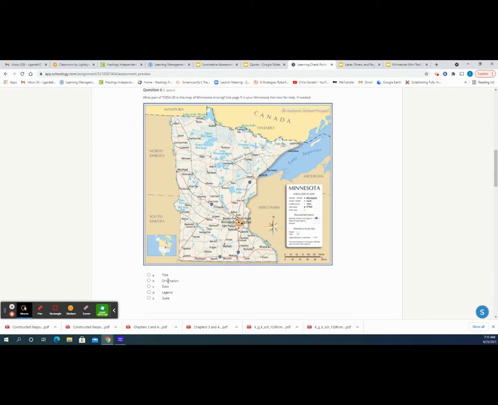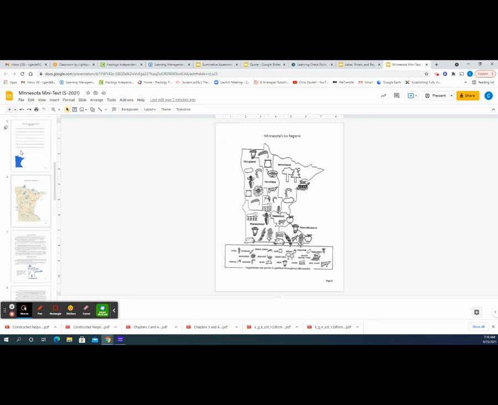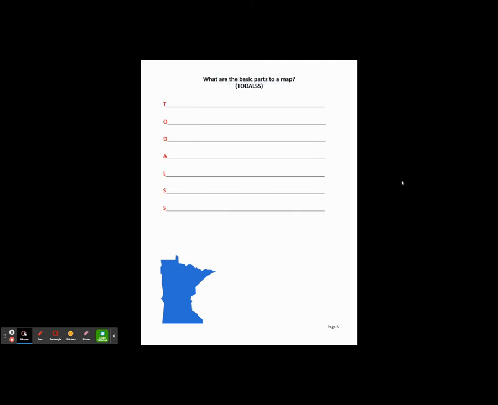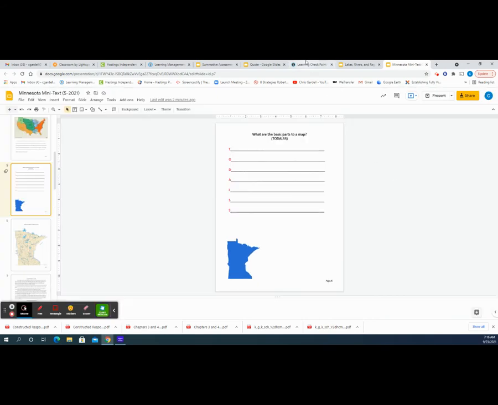There's letter B, orientation. Do you see an orientation or compass rose? C, do you see a date? Specifically, look for either a month or a month and year. Do you see a legend? And do you see a scale? And so look at that map to determine what is missing. If you need hints to help you, look back in your Minnesota mini text and look at your notes on totals, and that might help you as well to respond correctly to this question.